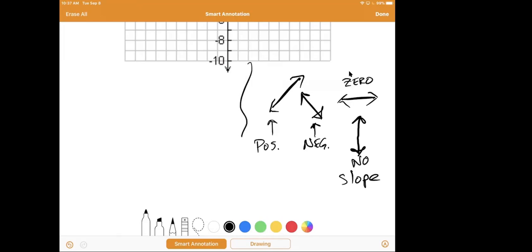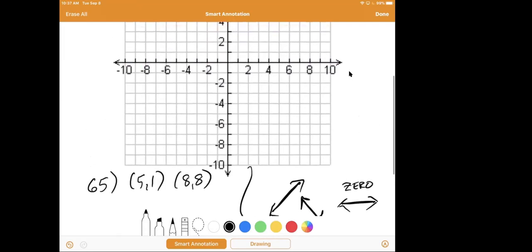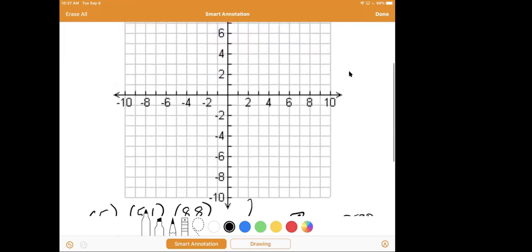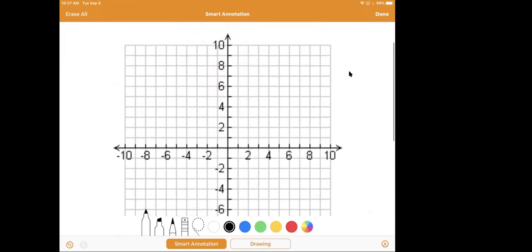So what we want to find right now is the slope of a line. This is number 65. The slope of a line that goes through the points, 5, 1 and 8, 8. Now there's a formula that we use for this. I'm going to show you the formula, but right now, before we do that, I'm going to graph those 2 points. This is not something that you would have to do in your homework, but I just want to show you where those 2 points are. 5, 1 is here, and 8, 8 is here.